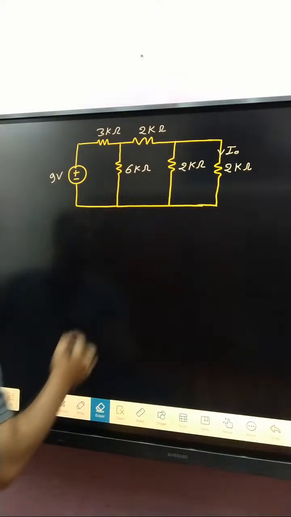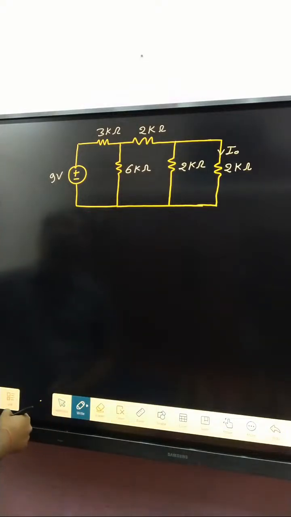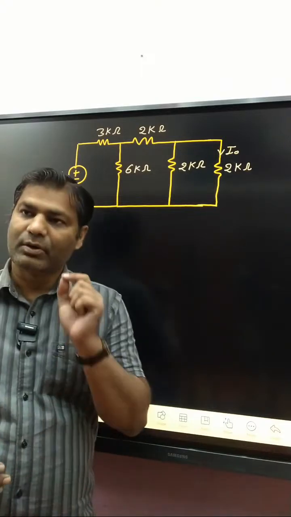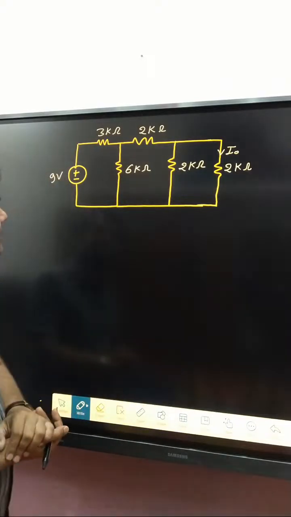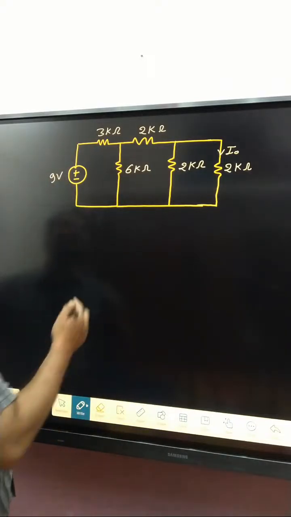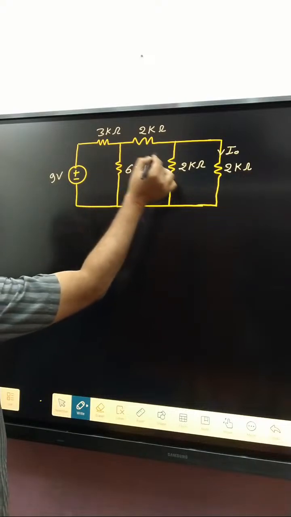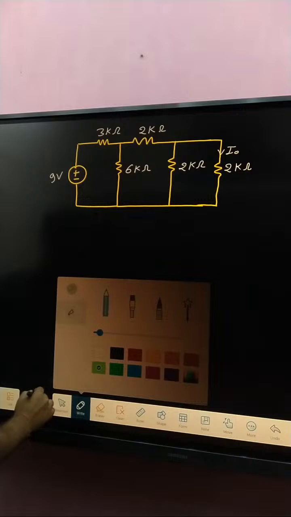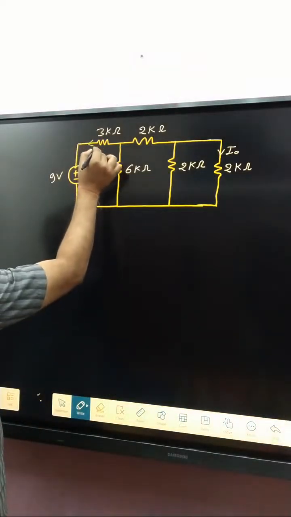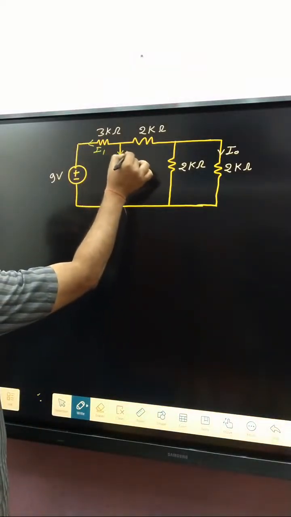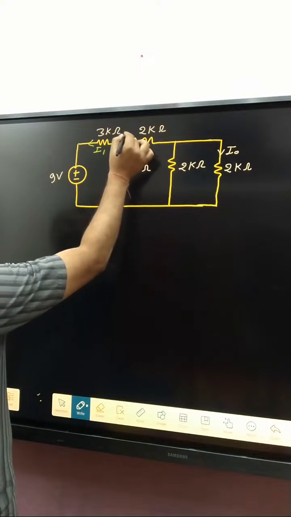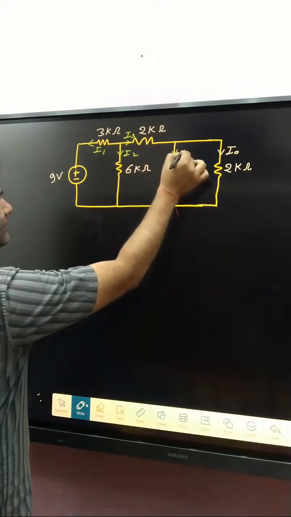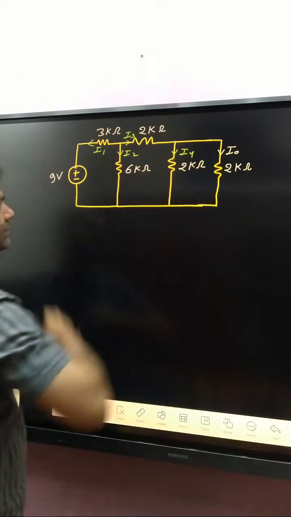How can we do this type of problem? First of all, see very carefully. If you apply nodal analysis, first of all, decide the branch currents. That one branch, that one branch, that one branch, and this branch current is already given. So consider I1 here, I2 here, I3 here, I4 here, and I0 here.